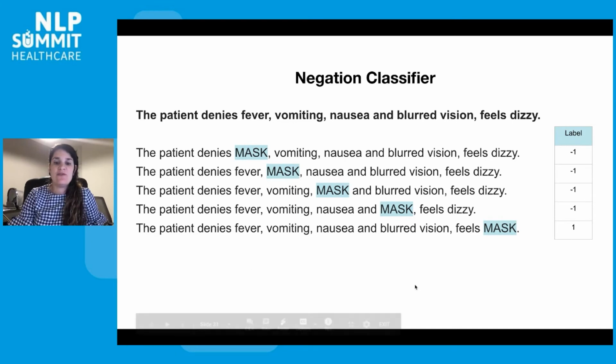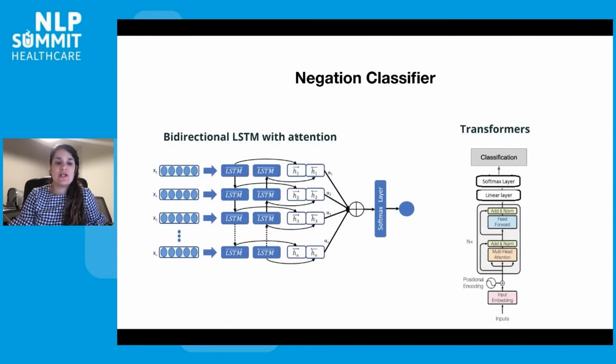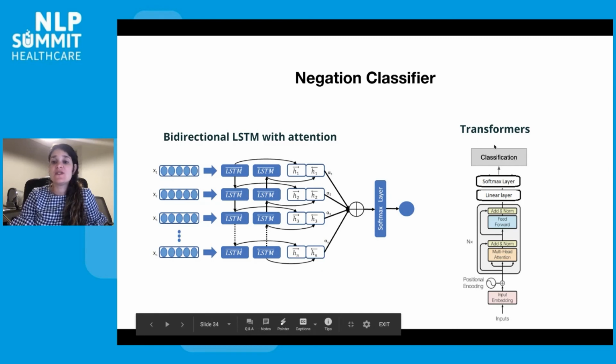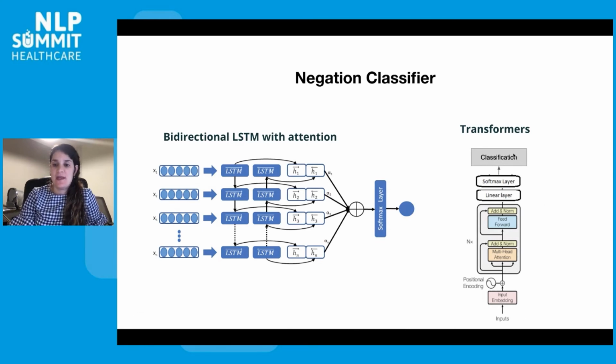So we have this modified input, and we can insert this input into a bidirectional LSTM with attention, and we can use the attention mechanism to find the relevant words that help the negation mechanism. Words like denies and without, we expect to get a high attention score. And we can use transformers like BERT with the same input, and get the classification of negation or positive per sentence, per concept in the sentence.